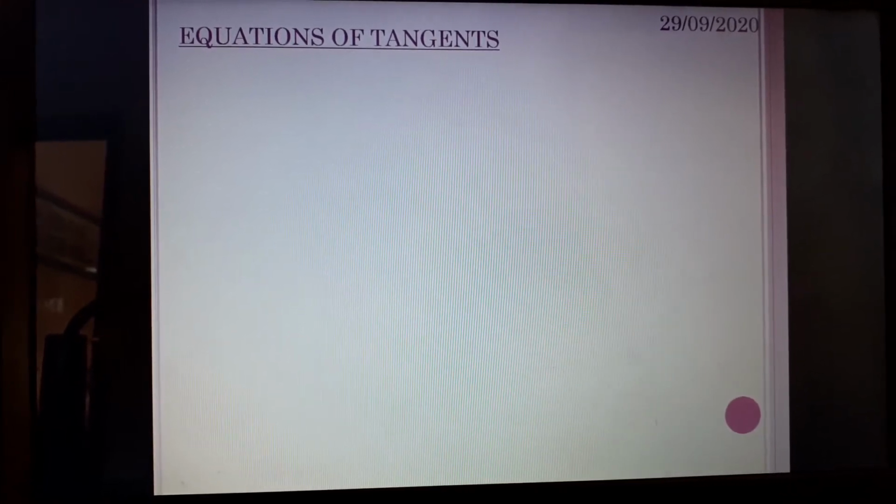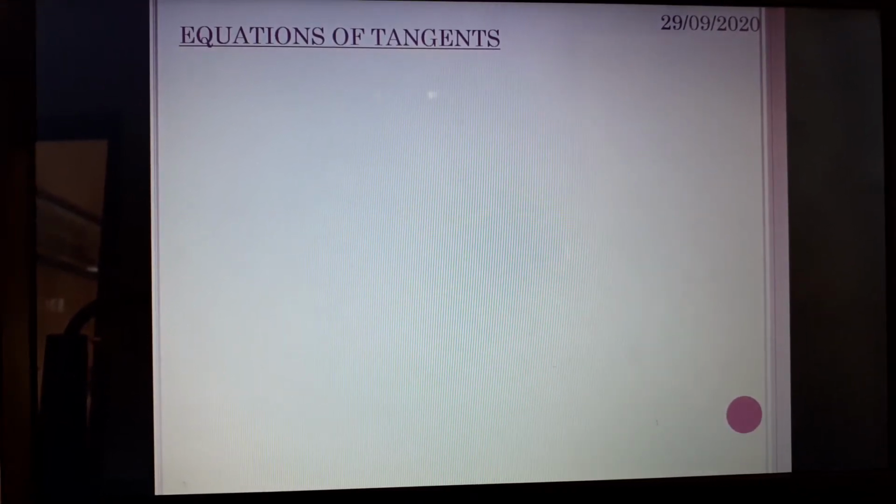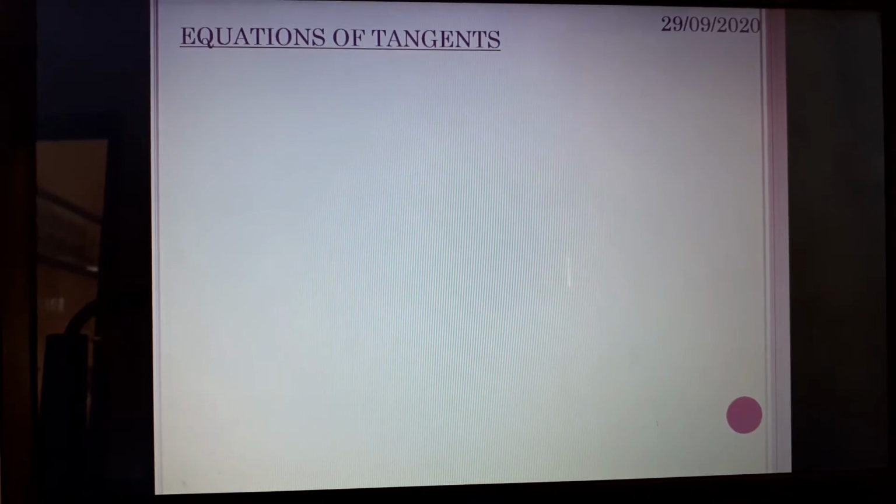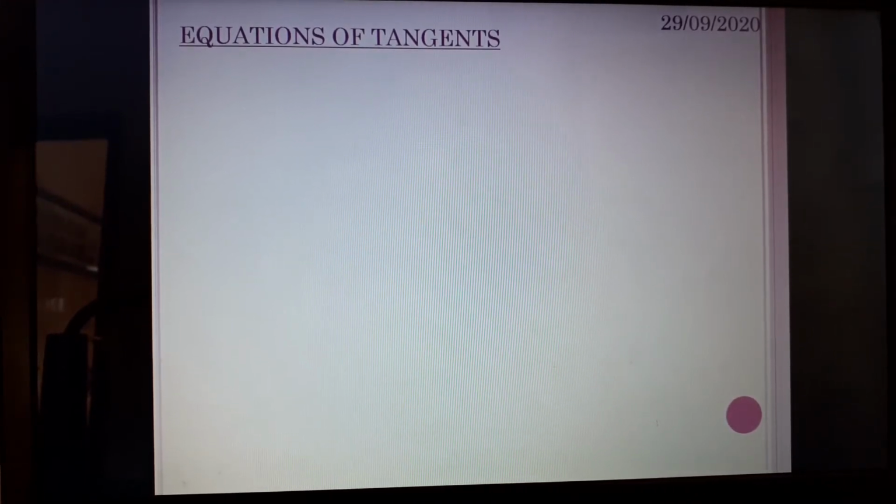Good morning, and today we're going to find the equation of the tangent to the curve. So taking it a little step forward from using the fact that we know dy by dx or f dash of x is equal to the gradient of the tangent to the curve, we're just going to take it that little bit further and find the actual equation of the tangent.